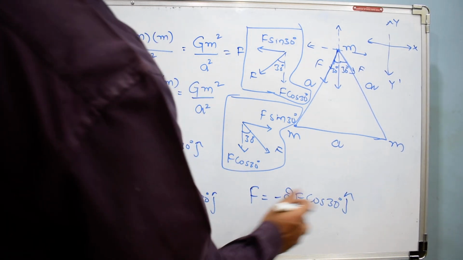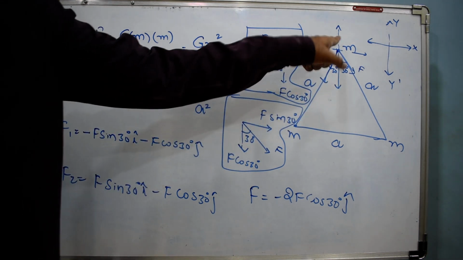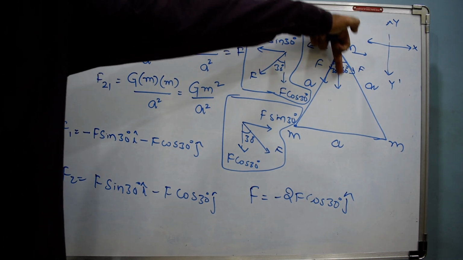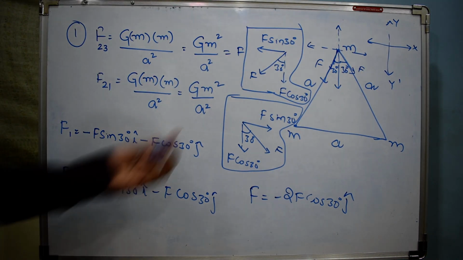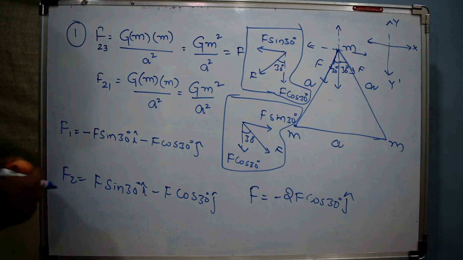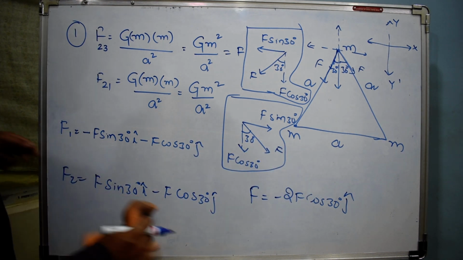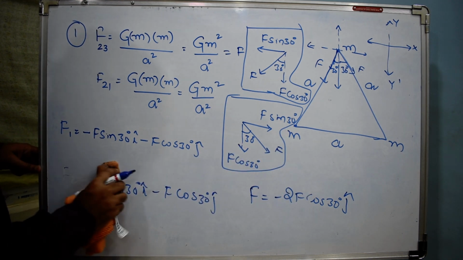So this minus and j cap represents that the resultant force acting on this mass will be along the negative y direction, or in this situation along this angular bisector. So this is the other way of finding the resultant force acting on one of the masses. Okay, so you can copy this and I will erase this. Just pause it for a second and then you can copy this.